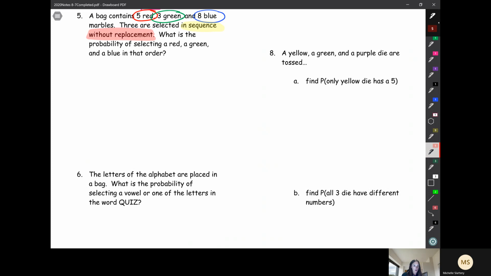Okay. So what is the probability of selecting a red, a green, and a blue in that order? So does the order matter? Yes, in that order.